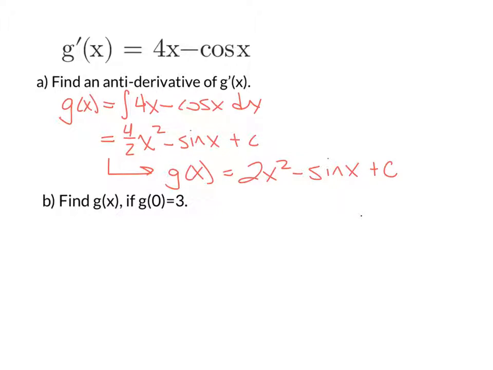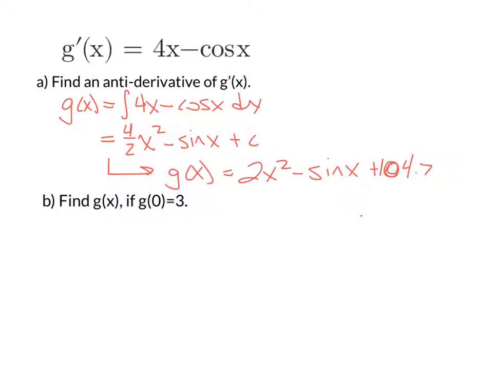So technically for this problem, if you put plus 10 at the end, that is an antiderivative of g prime of x. If you put 2x squared minus sine x plus 104.7, then again, we have another antiderivative, also correct.